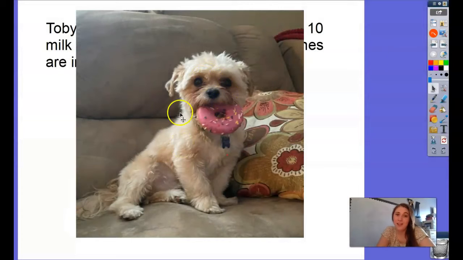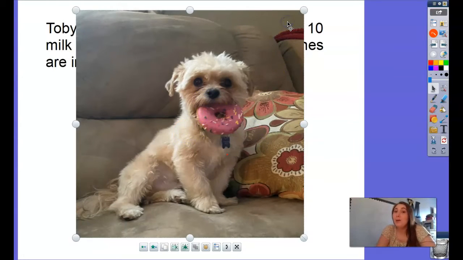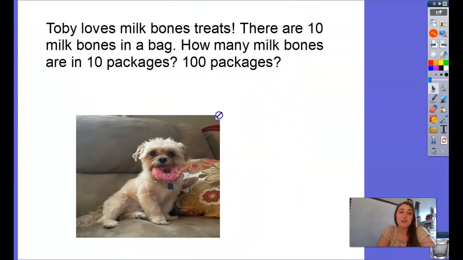Toby luckily got a box of treats this weekend. And this is a picture of him all cute eating his treat because he was so excited to eat it. But Toby needs to figure out how many treats he can get because this kid loves his treats. So we have a problem for you.